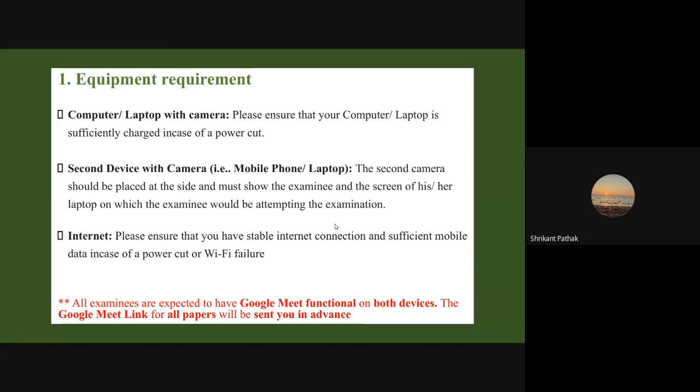The first one can be a computer or a laptop with a functional camera. It could also be a mobile device if you do not have a laptop. And the second one can also be a mobile phone or a laptop. The second device should be placed at a side and must show the examinee, the screen of the examinee's laptop or device, and the surface on which the laptop or the device is kept.